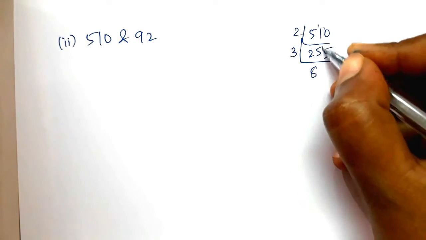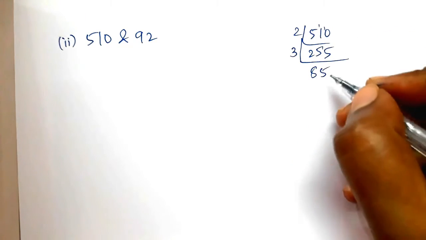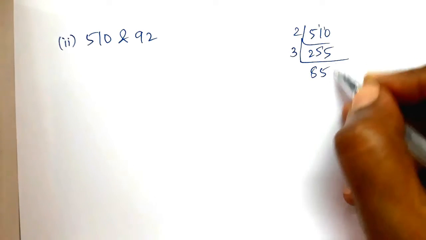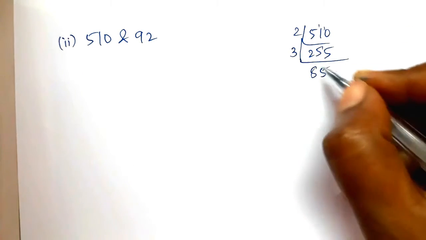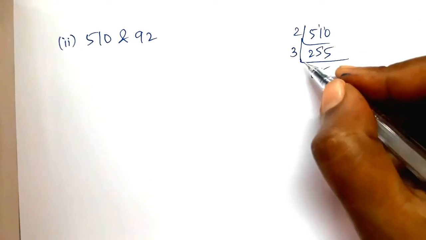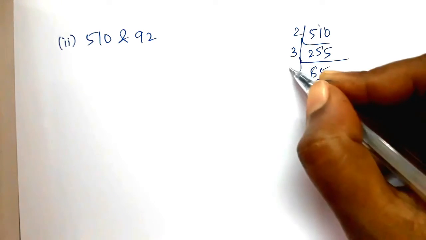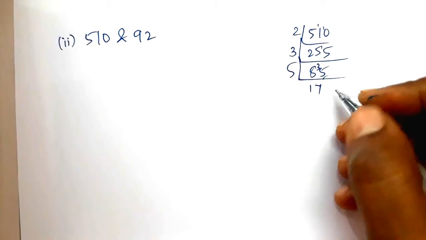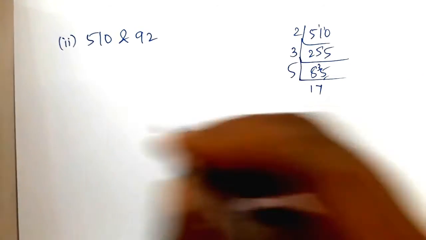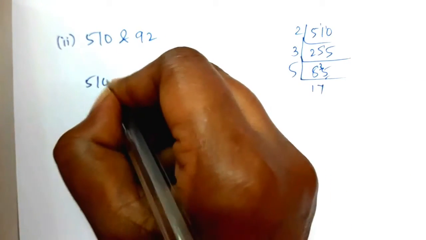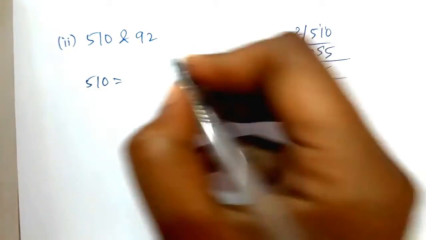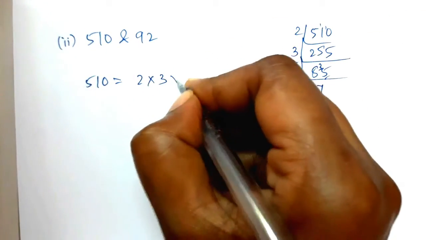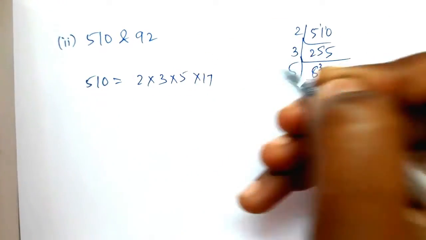8 3s are 24, remaining 1. 5 3s are 15. Now sum of the digits is not a multiple of 3. Here unit digit is 5, so it goes in 5. 1 5s are 5, remaining 3. 7 5s are 35. Now 17 is the prime number, so stop the process here. Now 510 can be written as 2 into 3 into 5 into 17.